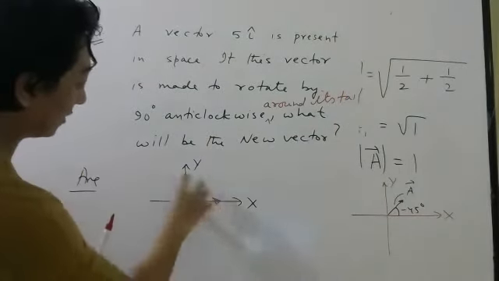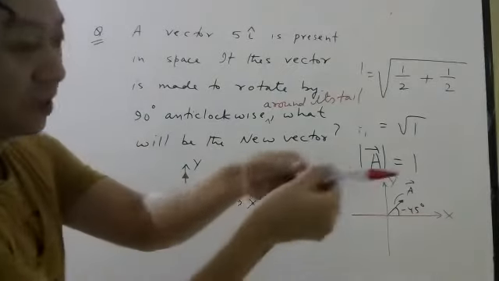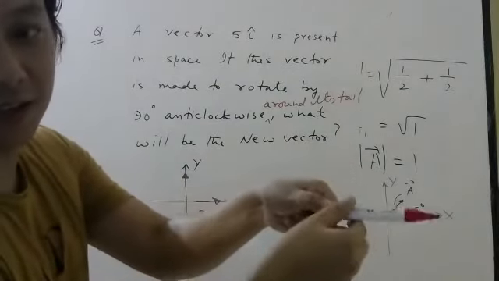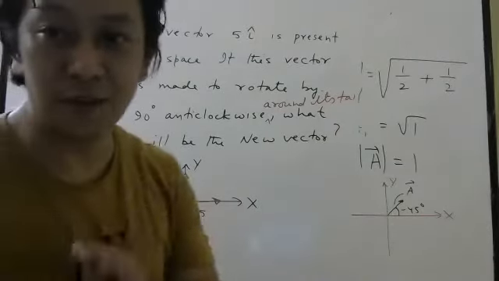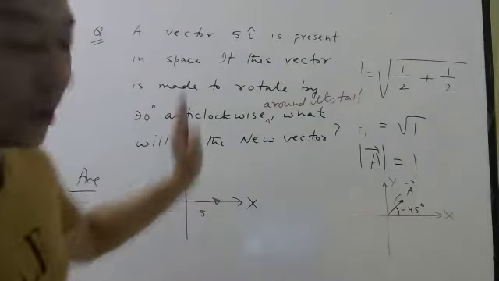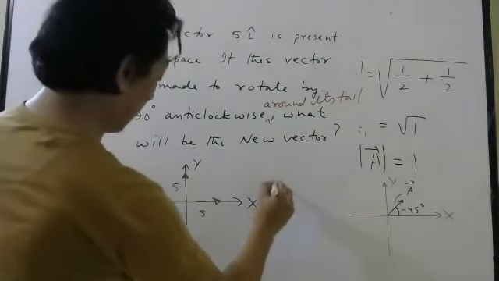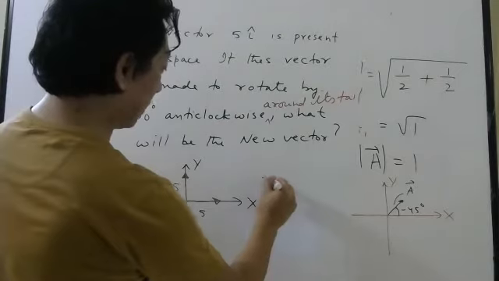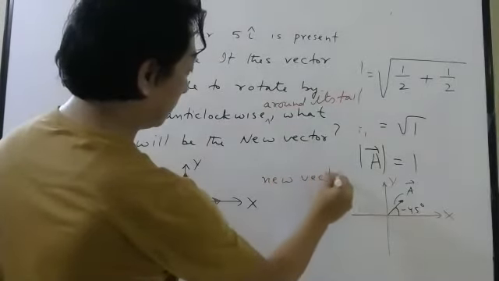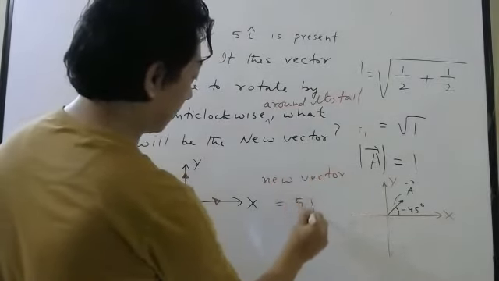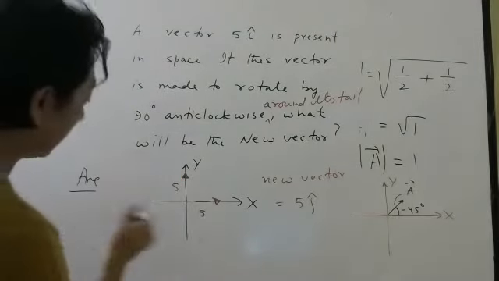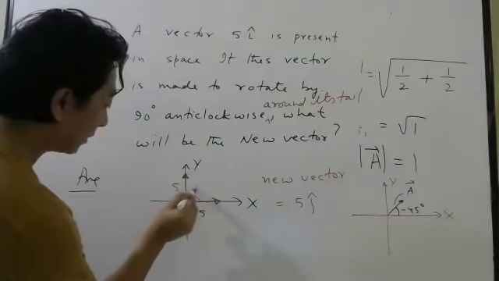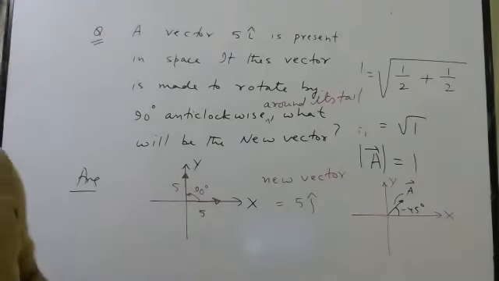If I rotate this like this, will the length change? Length will not change, so the length will be 5. But the direction has changed. Before it was along i cap, now it is along the y-axis. So the new vector will be 5j cap. Remember, by turning this by 90 degrees, the vector has changed.